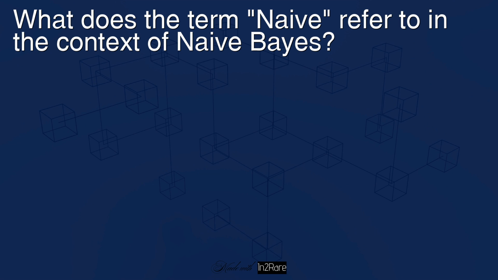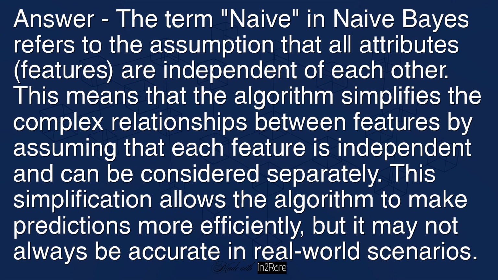What does the term naive refer to in the context of naive Bayes? Answer: the term naive in naive Bayes refers to the assumption that all attributes/features are independent of each other. This means that the algorithm simplifies the complex relationships between features by assuming that each feature is independent and can be considered separately. This simplification allows the algorithm to make predictions more efficiently, but it may not always be accurate in real-world scenarios.